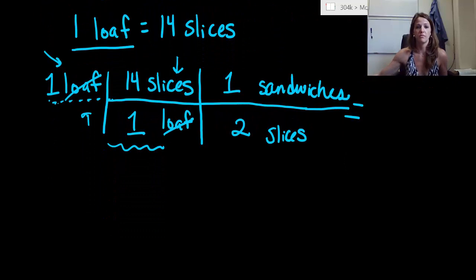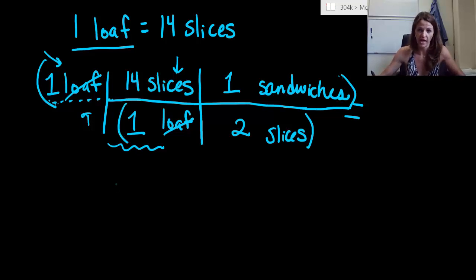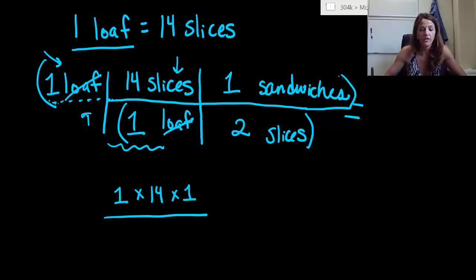So in order to do this mathematically, everything on the top is multiplied by each other, and then you divide by everything on the bottom. So let me write this out mathematically to make that a little more sense. So we have 1 loaf times 14 slices times 1 sandwich. All of that is multiplied together, and we divide that over the bottom piece, which is your 1 loaf times your 2 slices of bread.